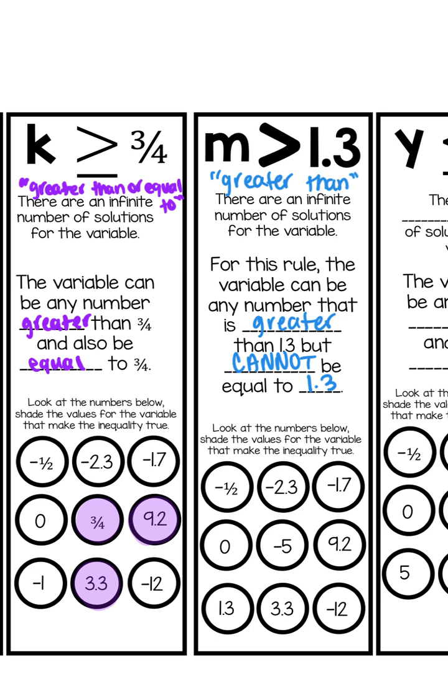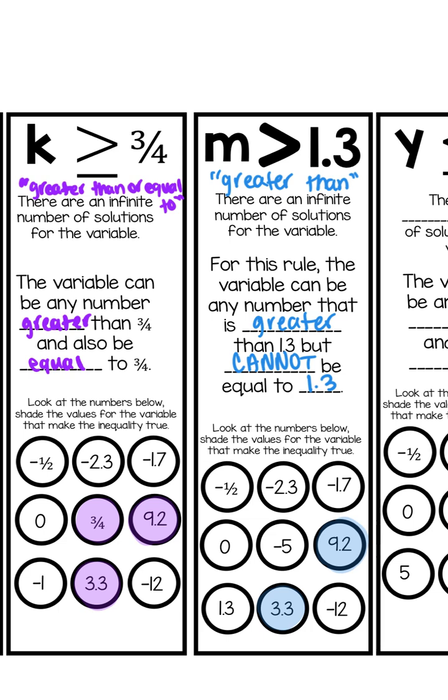That second row, is 0 greater than 1 3/10? No. I know -5 isn't. What about 9 2/10? Yes, that is going to be a solution. What about 1 3/10? That is not a solution because it has to be greater than, not equal to. And then 3 3/10. That is a solution because it is greater than. -12. That is not a solution.